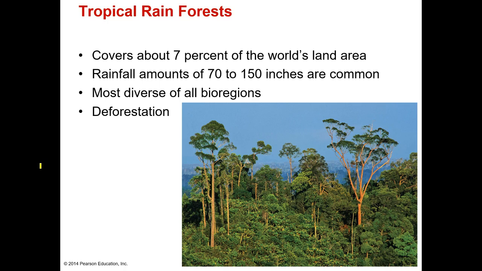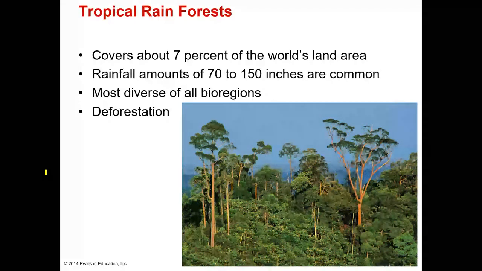So when considering that about 70% of the world is oceans and water, that's a fairly small percentage. They have rain all year round, usually about 70 to 150 inches on average. They are the most diverse bioregions in the world. They hold the most variety of plants and animals, especially when you consider insects. And they're also very vulnerable to deforestation.